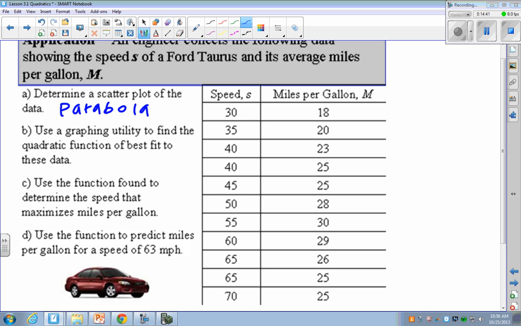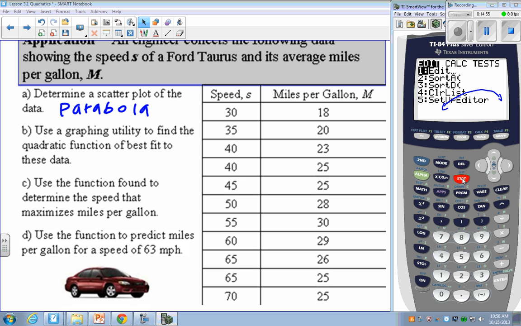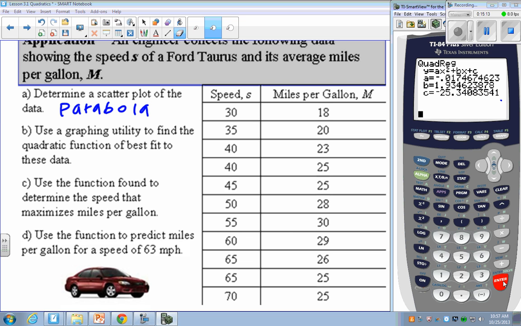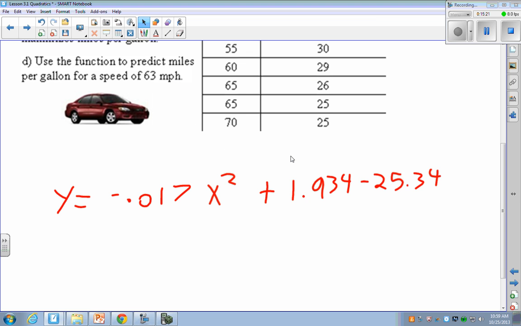Now we've found what the shape should be. Let's go ahead and determine what the function is. So to do that, go Stat. Then we're going to scroll over to calc. Now we've worked with linear regression before, but now since it's a quadratic, we're going to use quadratic regression. And we'll press enter. And it'll give us our A, B, and C values. All right, so I went ahead and paused the video and wrote down the function right here.